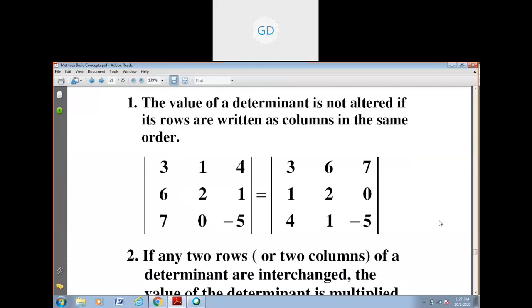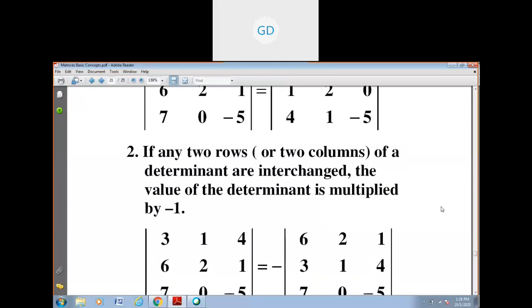The first important property is this one. The value of the determinant is unaltered if its rows are written as columns in the same order. That means rows and columns are just replaced, exactly like a transpose. If rows are made into columns, then the value of the determinant remains the same. It is one of the properties.